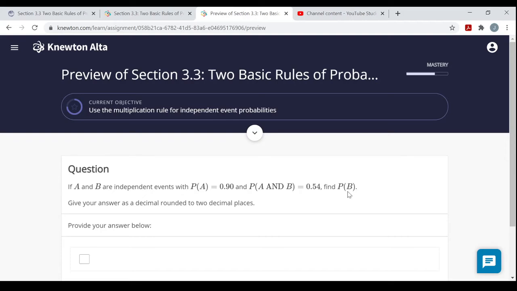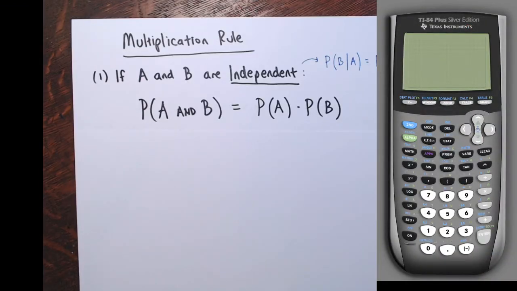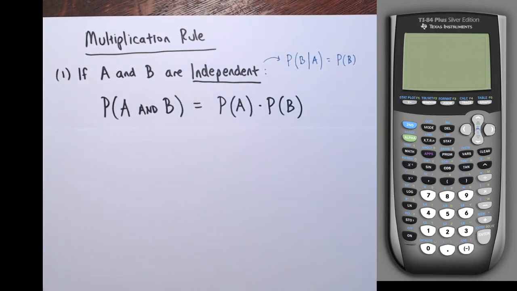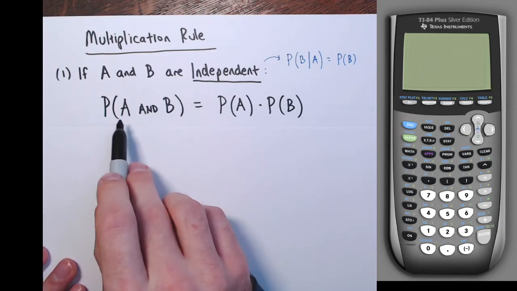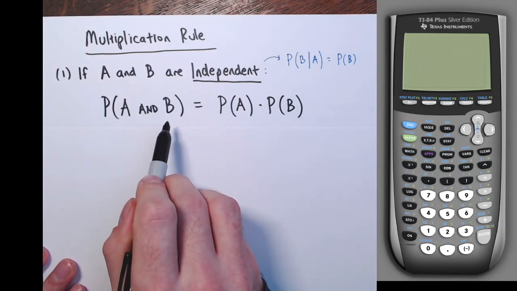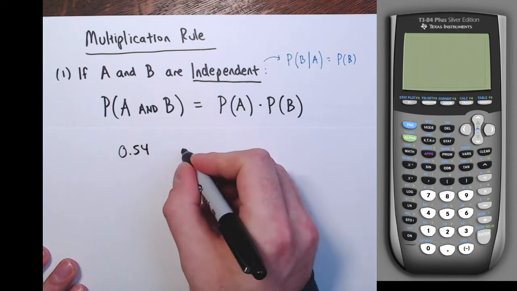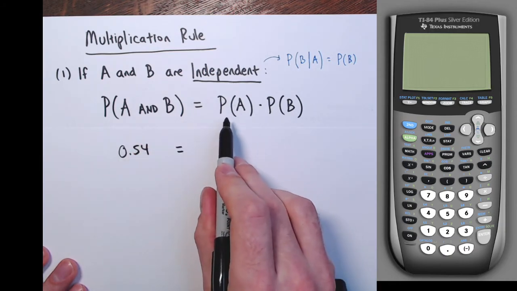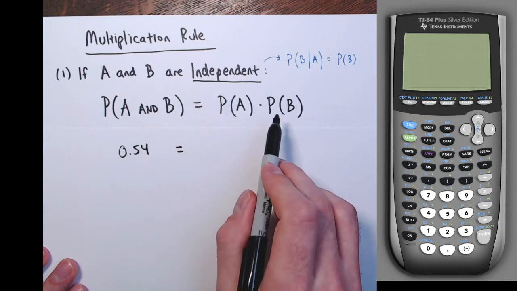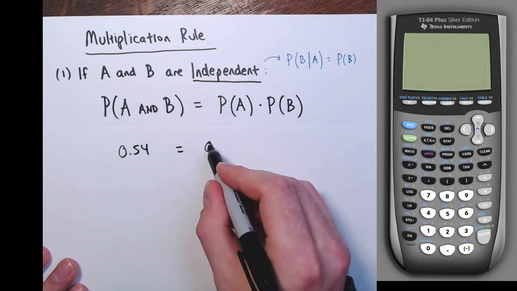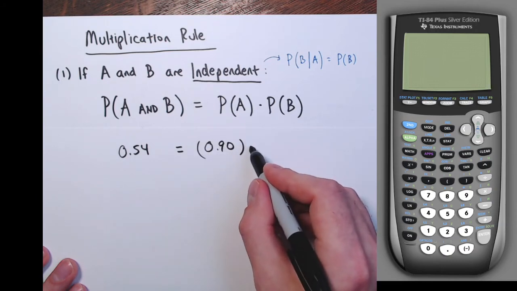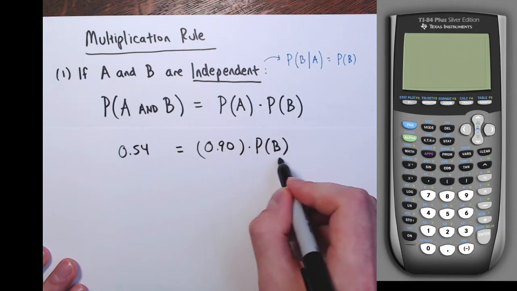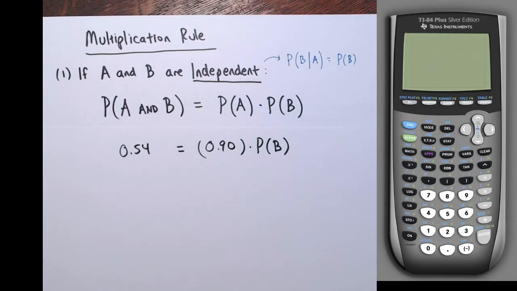All right, so again, going to a little piece of paper here, and just having the formula for you. I'll keep the calculator up because there's some decimals here. So we're told the probability that A and B occur at the same time is 0.54, equals, if they're independent events, the probability of A, 0.90, multiplied by the probability that B occurs, and we do not know the probability that B occurs.